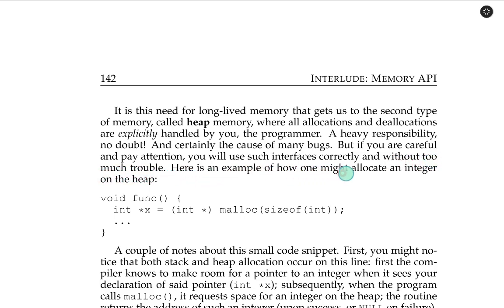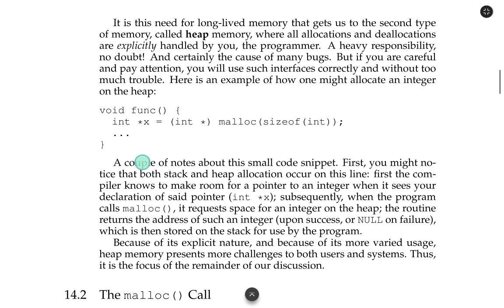Here is an example of how one might allocate an integer on the heap. A couple of notes about this small code snippet. First, you might notice that both the stack and the heap allocation occur on this line. First, the compiler knows to make room for a pointer to an integer when it sees your declaration of that pointer. Subsequently, when the program calls malloc, it requests space for an integer on the heap; the routine returns the address of such an integer upon success, or NULL on failure, which is then stored on the stack for use by the program.